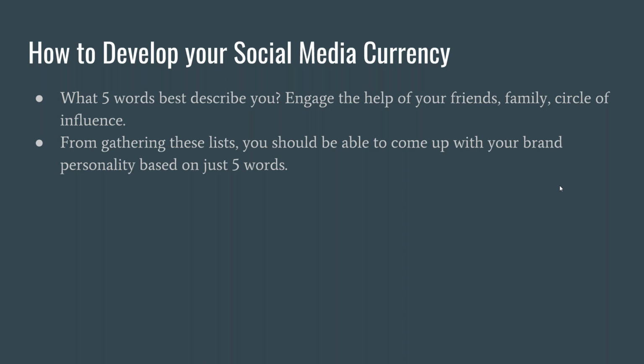You can engage the help of your friends, family, and circle of influence. And from gathering these lists, you should be able to come up with your brand personality based on just 5 words. I say it's easy to do, but I know it's stepping outside of your comfort zone. But you can post that on Facebook this week. If you usually get pretty good engagement on your personal page, ask your followers, what 5 words would you best describe me? And do that and see what happens.